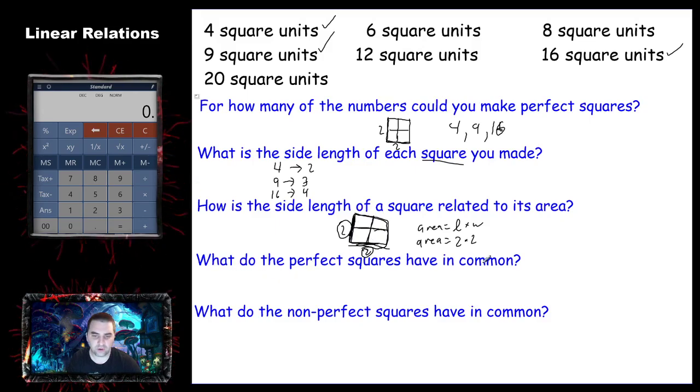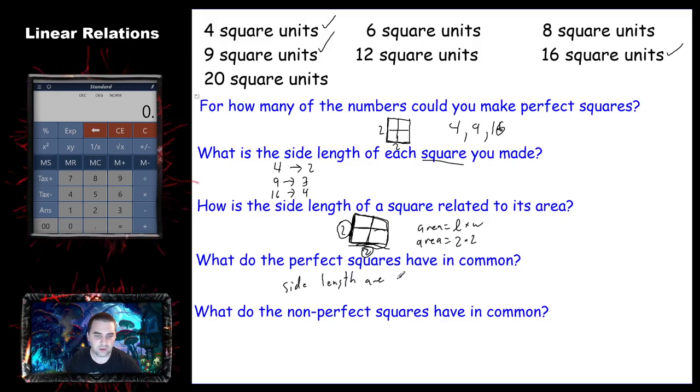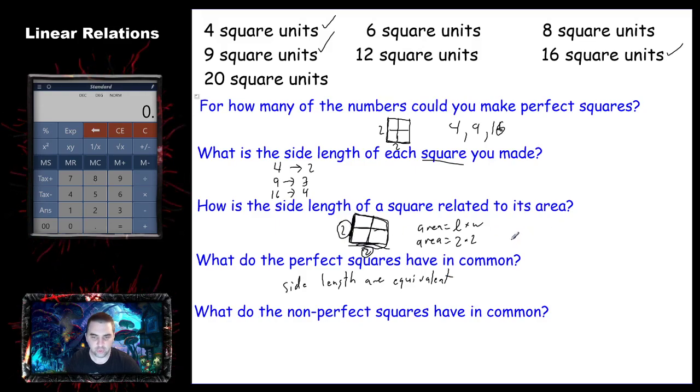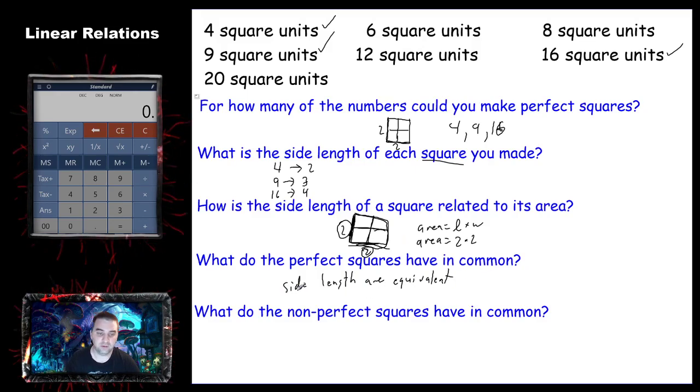What do the perfect squares have in common? Well, these side lengths are the same. Side lengths are equivalent. That just means that they're equal to each other. 2 and 2, right? Instead of 2 and 3 or 5 and 4. Those would not be equivalent. These ones are. What do the non-perfect squares have in common?